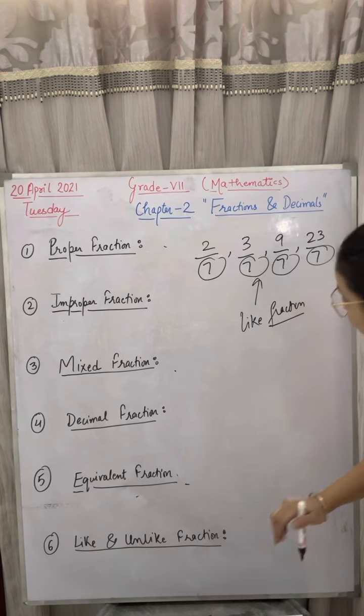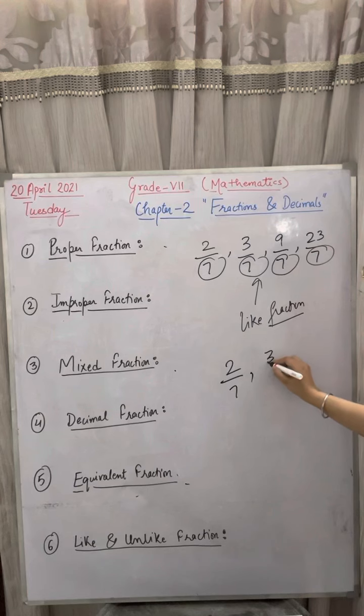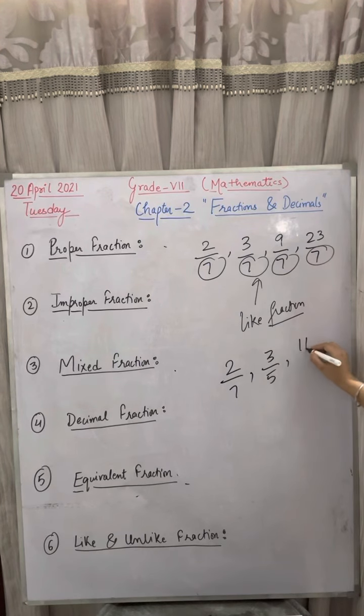What are unlike fractions? When the numerator as well as the denominator are different, like 11 upon 13, and so on.